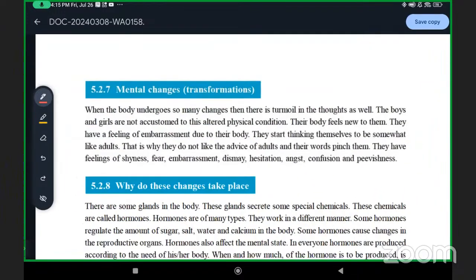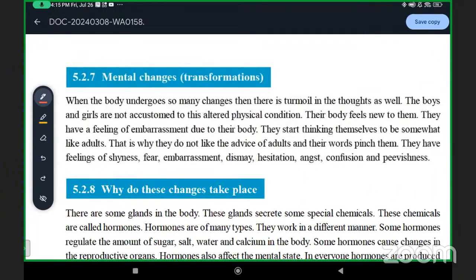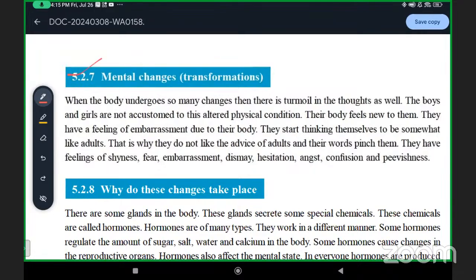Then also the boys and girls go through mental changes. Let's see what they are. The body undergoes so many changes that there is a turmoil in their thoughts as well. The boys and girls are not accustomed to this altered physical condition. Their body feels new to them. They have a feeling of embarrassment due to their body. They start thinking themselves to be somewhat like others.